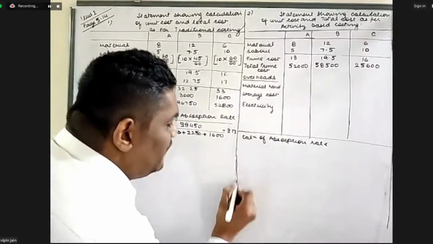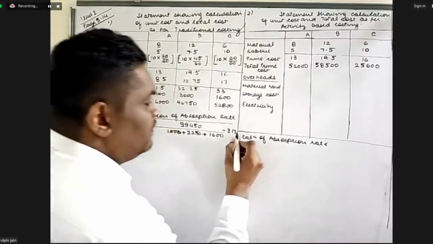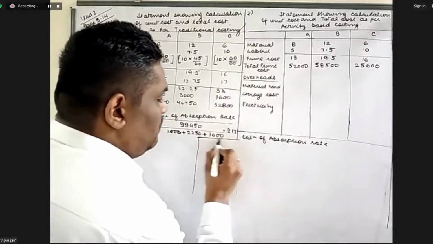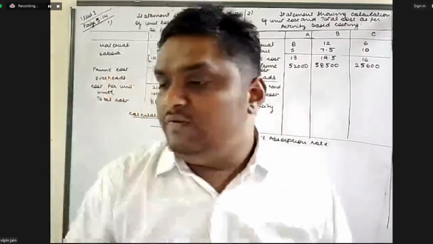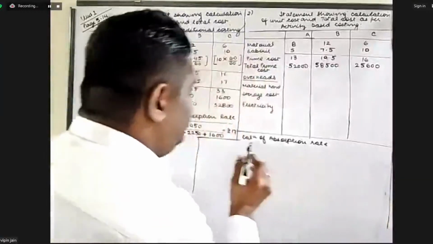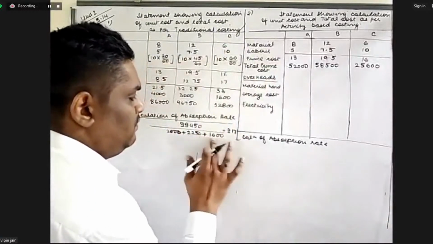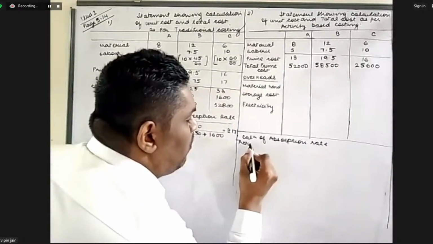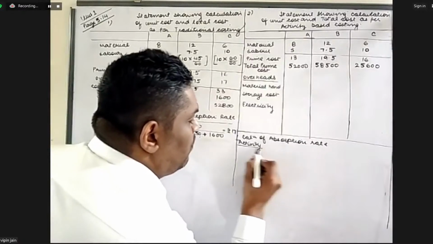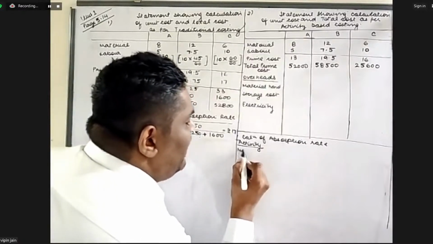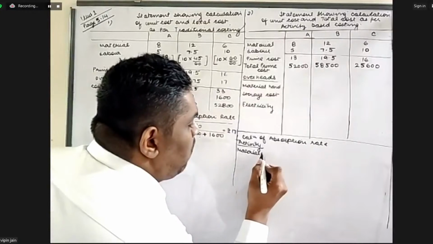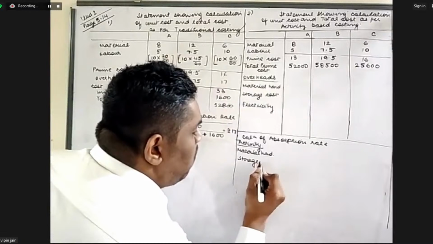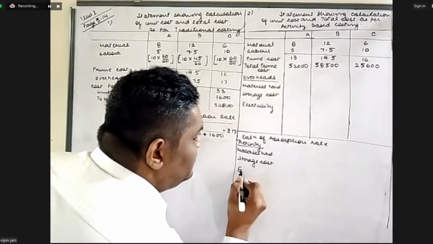So for every activity, we have to calculate the separate absorption rate. So, calculation of absorption rate. Now, these are the activities: material handling, storage cost, and electricity cost.